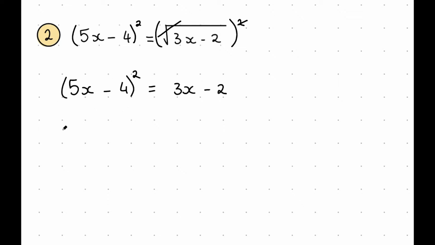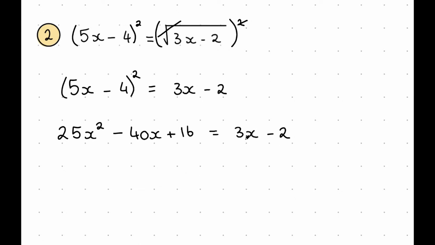And that squared then is going to give me 25x squared minus twice the product. The product would be minus 20x. Twice that is minus 40x. And then plus 4 squared, which is plus 16, is equal to 3x minus 2.